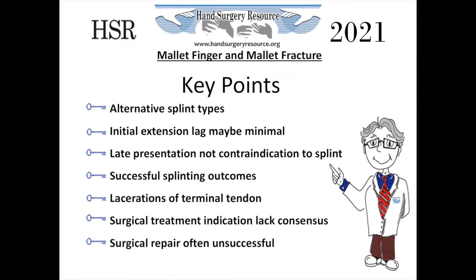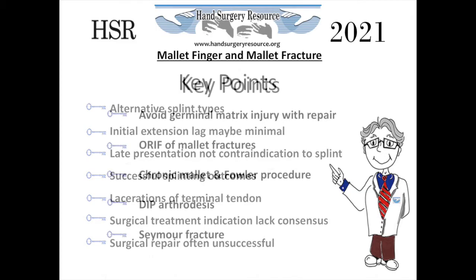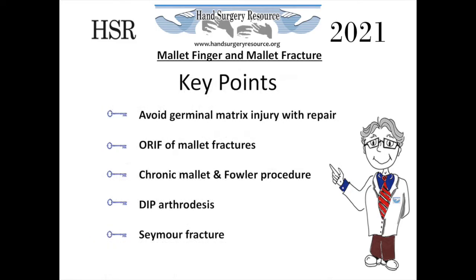There is no agreement and consensus on the indications for surgical treatment for closed soft tissue mallet finger injuries. Surgical repair of the terminal extensor tendon is frequently unsuccessful because of the thin nature of the tendon and shredding of the injured tendon that cause the sutures to pull out easily. Additional key educational points include: any surgical procedure should be done with care to avoid damaging the germinal matrix, which begins just distal to the insertion of the terminal extensor tendon.